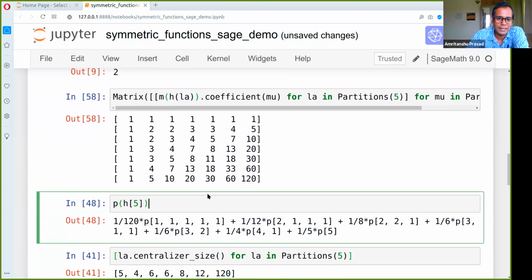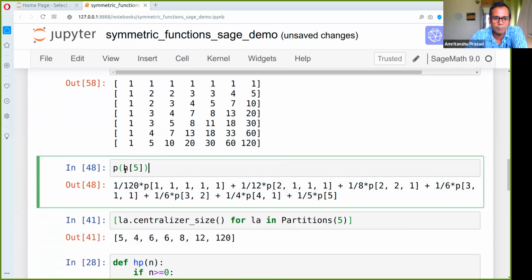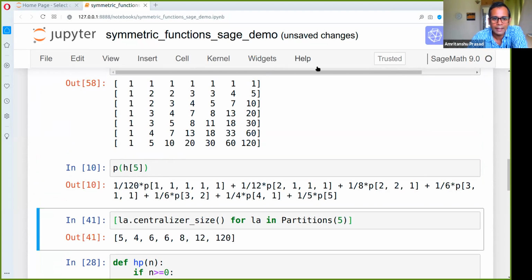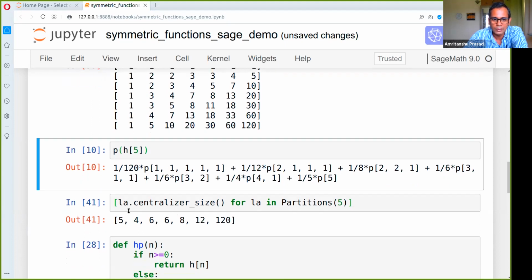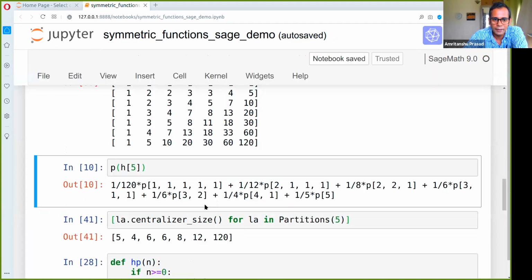Here is another example where I try to compute complete symmetric functions in terms of the power sum basis, and I get these very nice numbers in the denominators. You should recognize them as the Z lambdas, where lambdas are the partitions. So we've seen this also, that if you take a complete symmetric function, then it's a sum of power sum symmetric functions with these denominators Z lambdas. So you can verify that here.